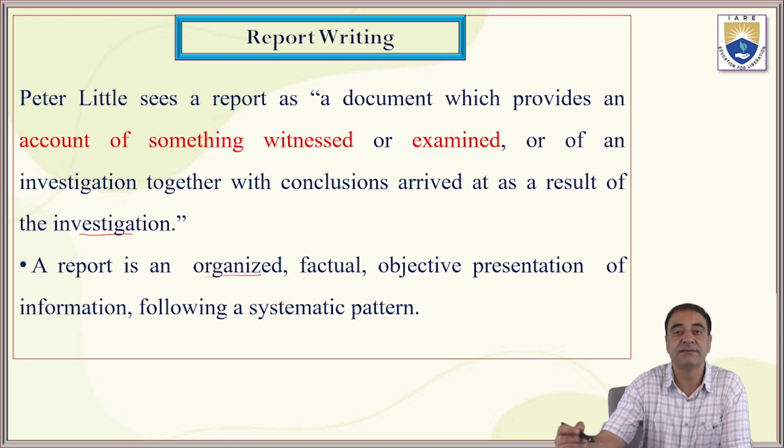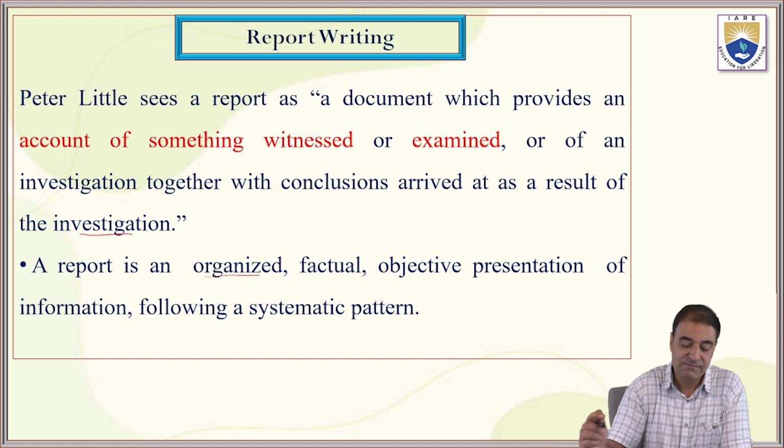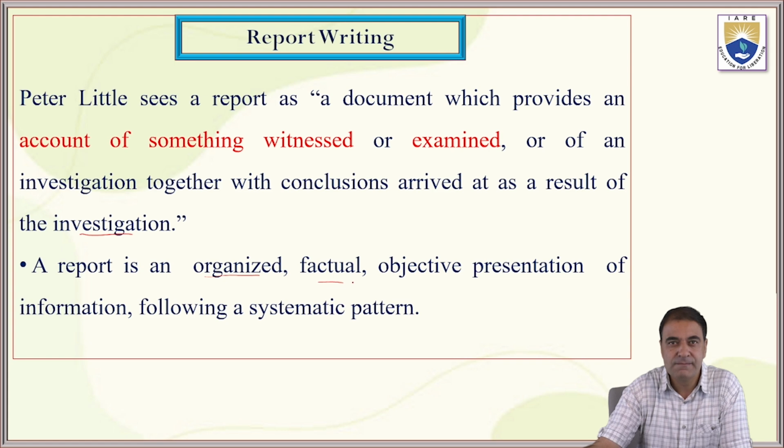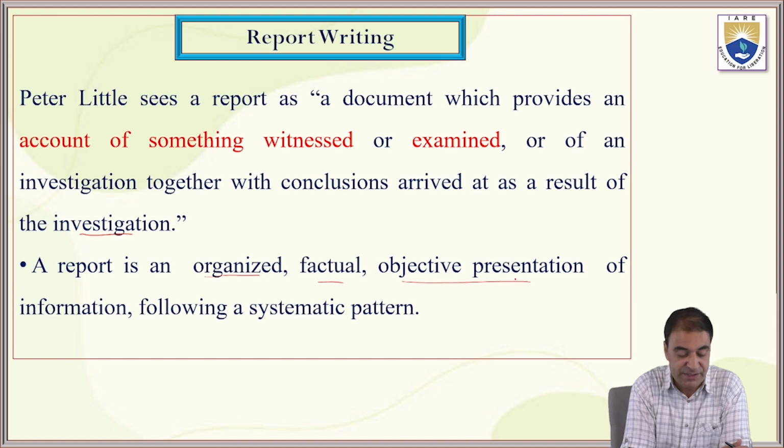Now, the first one is that it's organized, well structured, and has a plot. That means it has a proper beginning, a proper middle, and a proper ending. The second point is that it's factual. It's based on facts. That's why we often make use of figures and charts in our report to make it more factual, more objective. And what's the next one? Objective presentation of information. The ultimate aim of a report is to provide information.